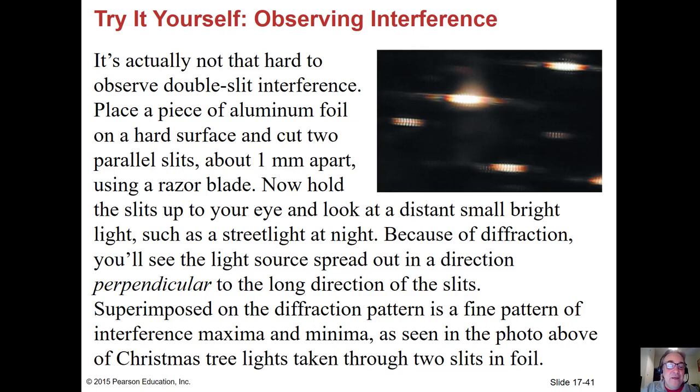Okay, very good. So it's pretty cool that that happens. And in this picture, superimposed on the diffraction pattern is a fine pattern of interference maxima and minima, as seen in the photo above, of a Christmas tree light taken through two slits in a foil. Okay, good. So you can do this if you have a piece of aluminum foil and make the wave nature of light appear to you.